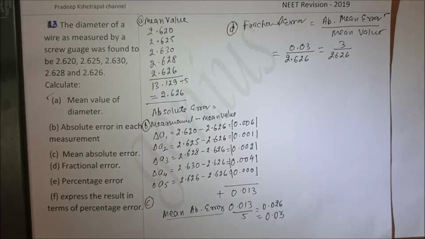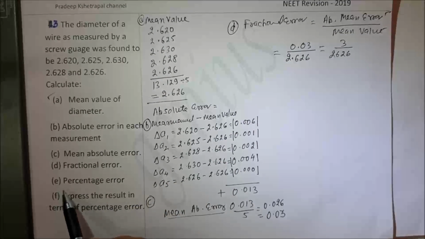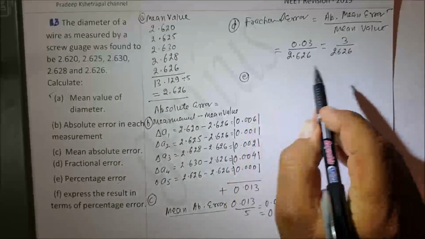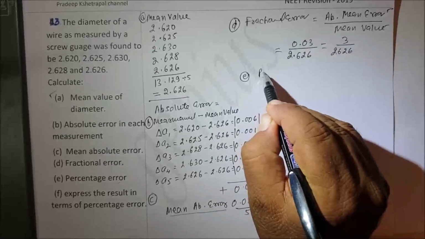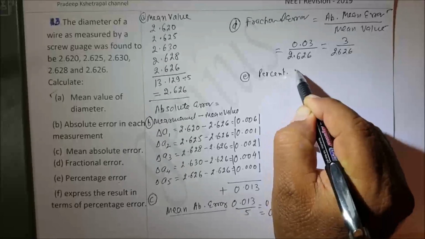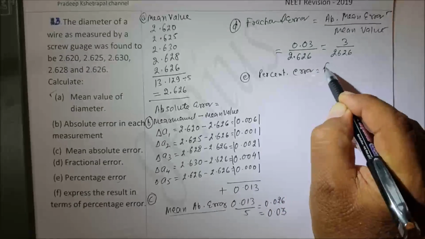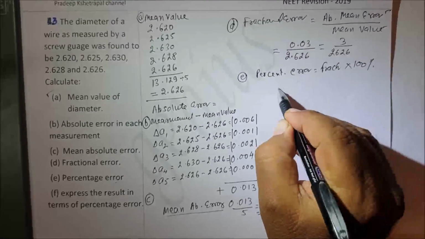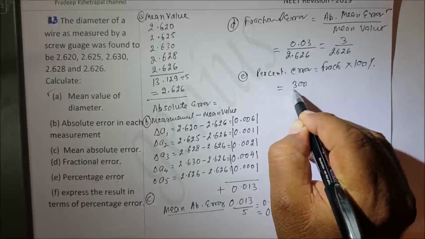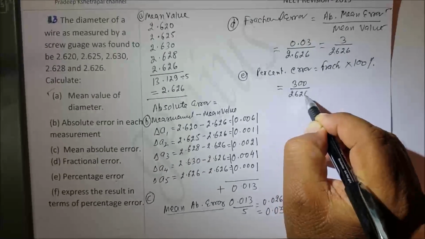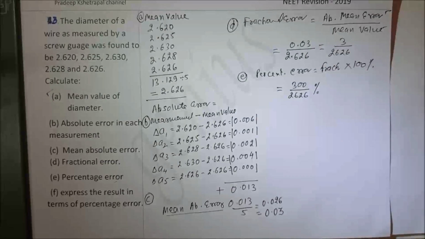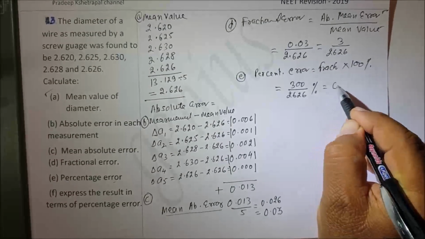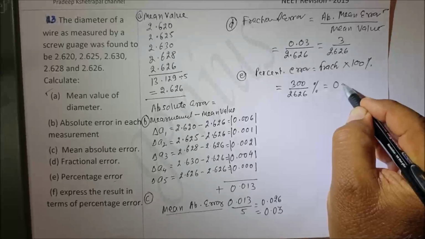Now this is D. E, percentage error. How do we get the percentage error? Fractional error multiplied by 100. So percentage error is fractional error multiplied by 100. So this will become 300 divided by 2626%. Okay, so if we convert it into decimal, it comes out to be 0.11%.